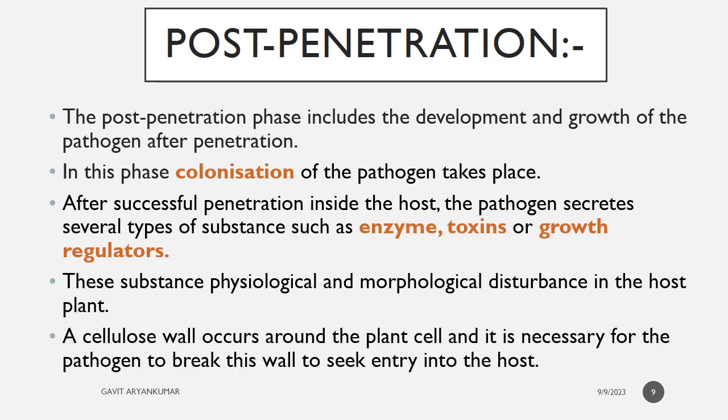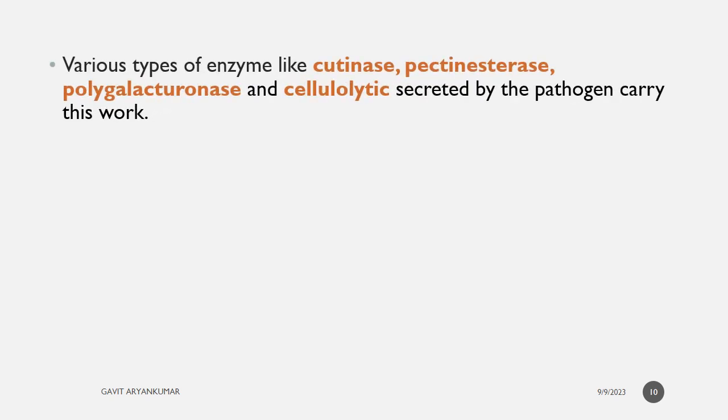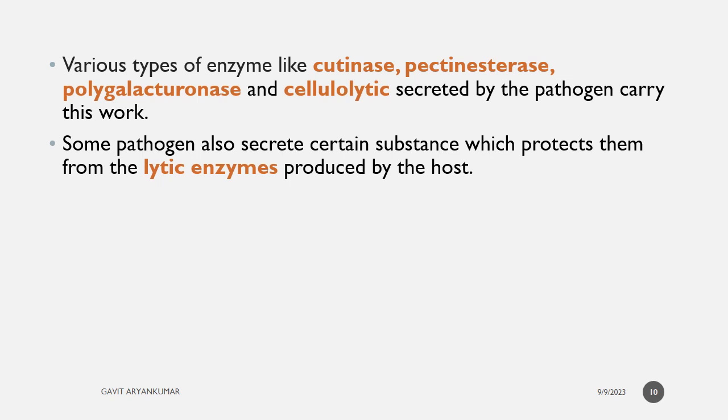A cellulose wall occurs around the plant cell, and it is necessary for the pathogen to break this wall to seek entry into the host. Various types of enzymes like cutinase, pectinase, etc., secreted by the pathogen, carry out this work. Some pathogens also secrete certain substances which protect them from the lytic enzymes produced by the host.